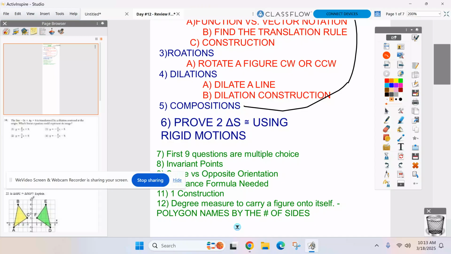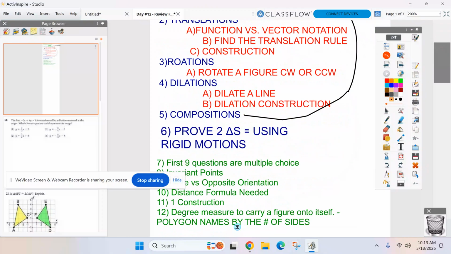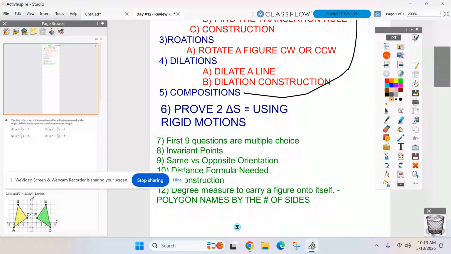Okay, please, this is probably big for some of you. There's only 13 questions, and the first 9 are multiple choice. So you might want to take your time on those. 18 out of the 33 points tomorrow are multiple choice, so you might want to take your time on those tomorrow, because that's a majority of the test.